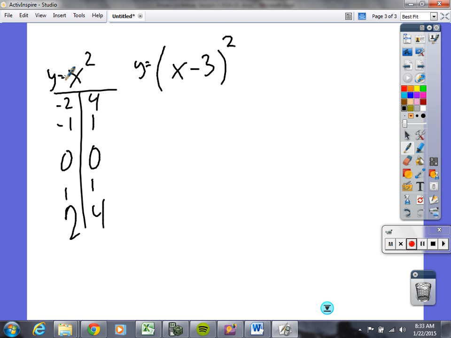We're still moving right and left. Anything on the inside, you might want to write this in your notes. Anything on the inside is considered things done with X. So therefore, you're affecting it horizontally. Anything on the inside involves X's, so that's moving you horizontally, left to right.